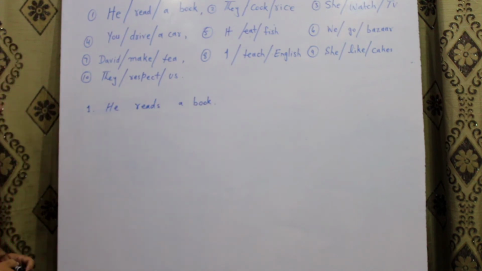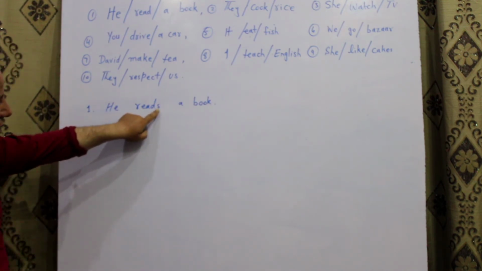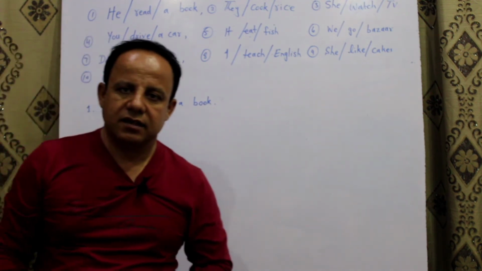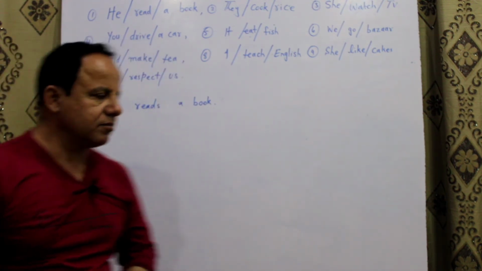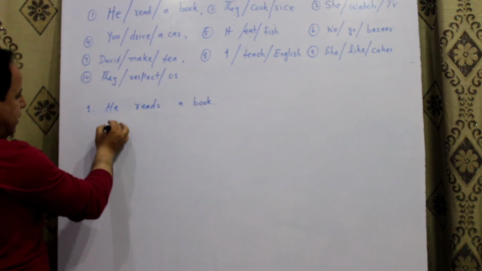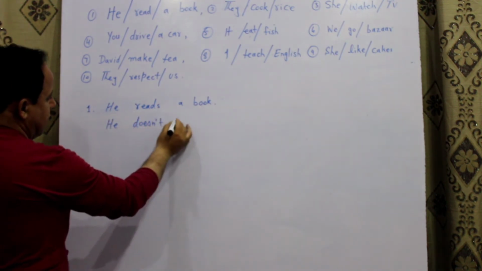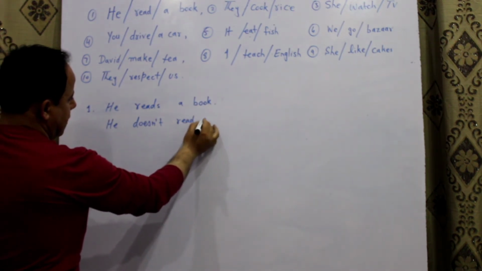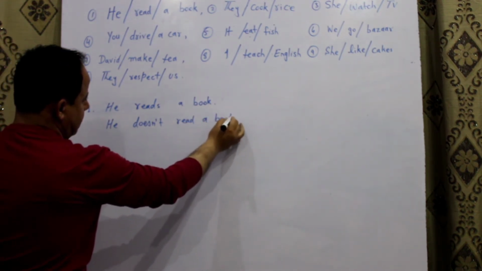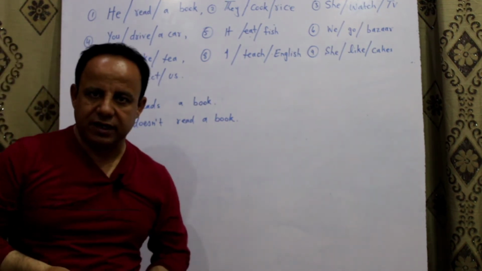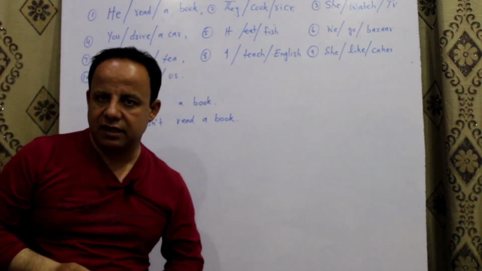Now how to make the negative? As you can find here, there is s, so it means the helping verb of this tense is does. He does not read a book. So negative is he doesn't read a book. If you write does not, no matter, it's also correct. If you write doesn't, it's also correct.